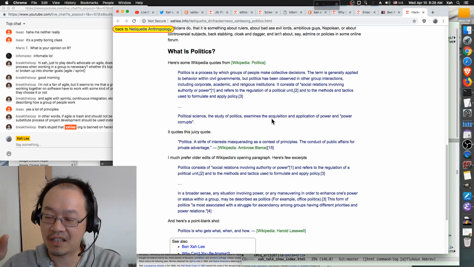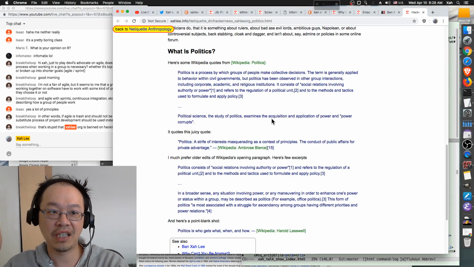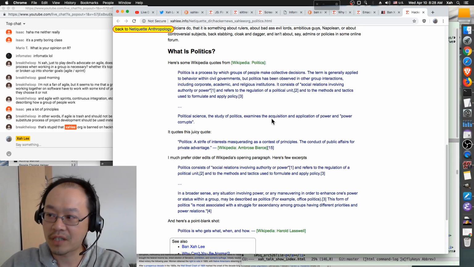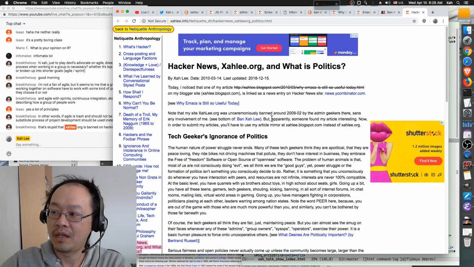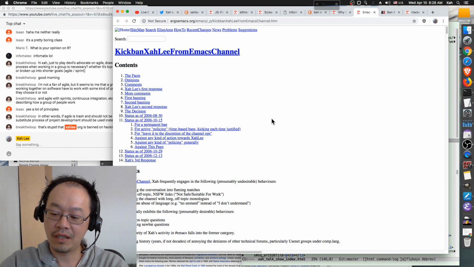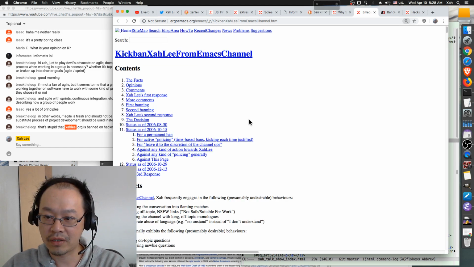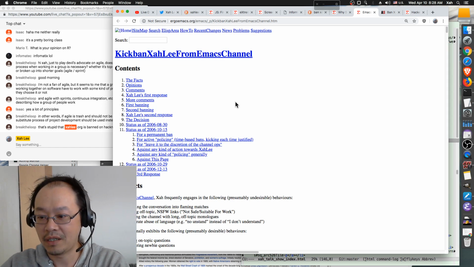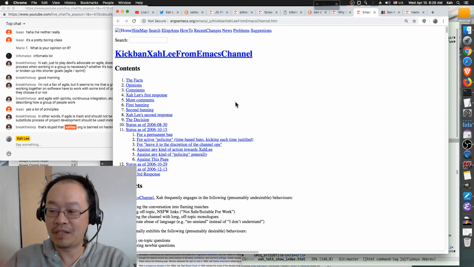These fuckheads, and they also like to erase history. For example, I was banned. You have probably run into this article before. This article is originally on Emacs Wiki. They talk about banning me, but one day they erased it. Like they erased the whole page.